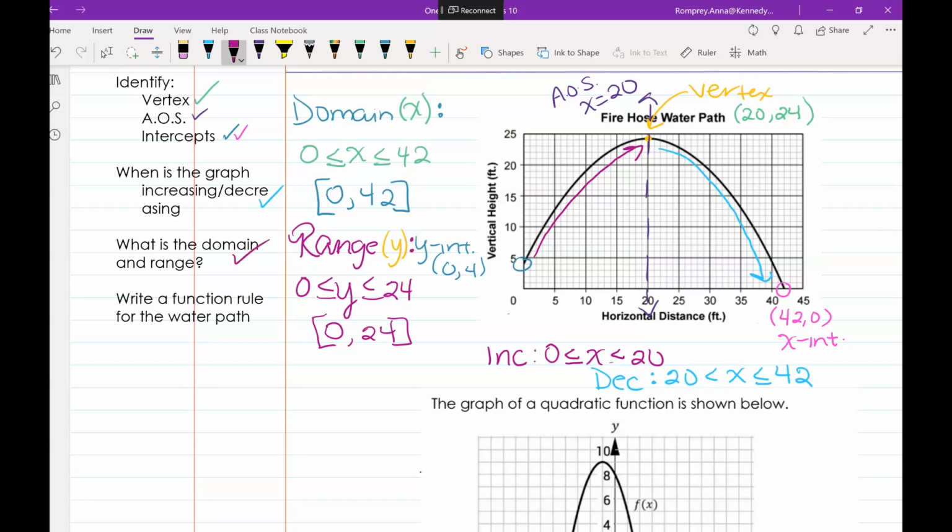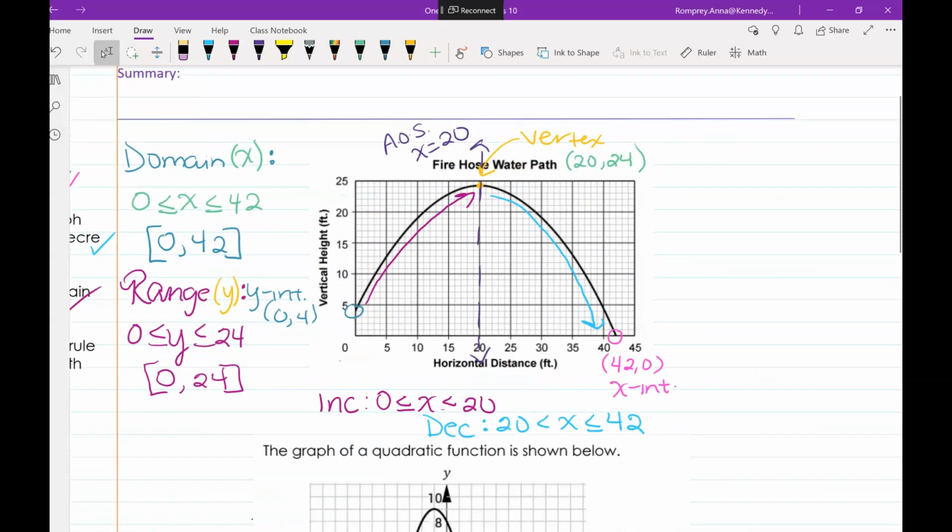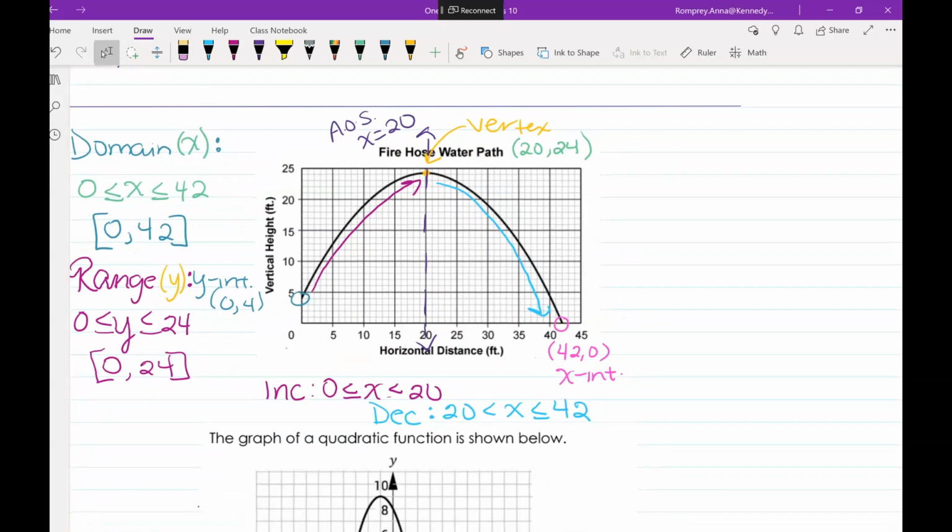All right, now here is something new. It wants us to write a function rule for the water path. Okay, this is no longer linear. Okay, we have a quadratic function. So we have standard form and we have vertex form. Oh, we also have factored form as well. We don't know what the factored form is because I'm not really sure what my other 0 is, so that doesn't help. So standard form, A and C, I know my y-intercept is 4, that's C, but I don't know what A and B are.